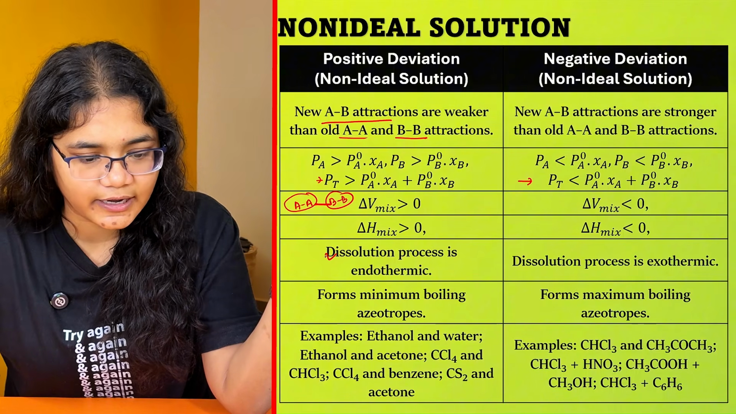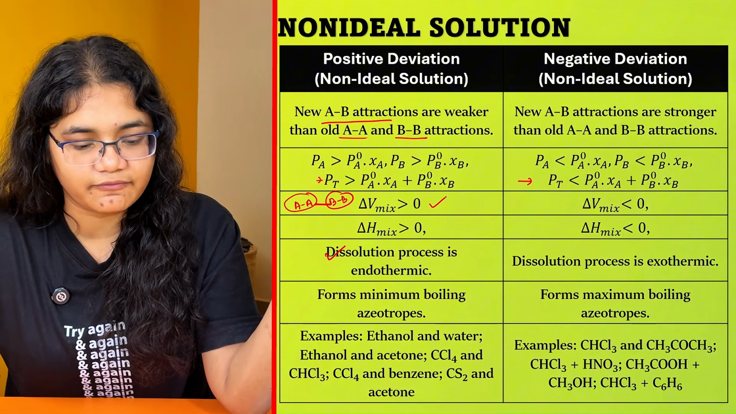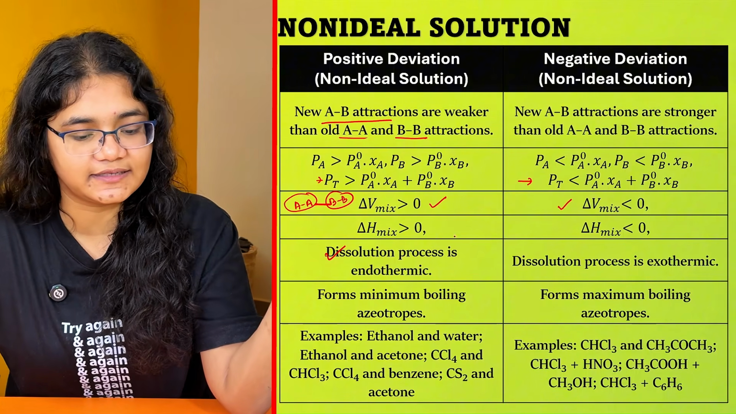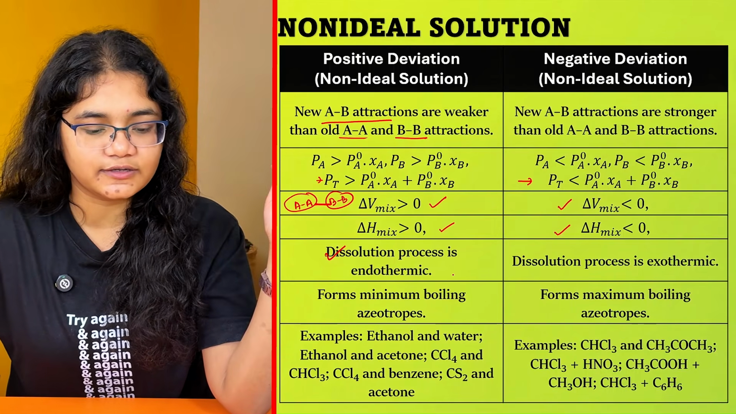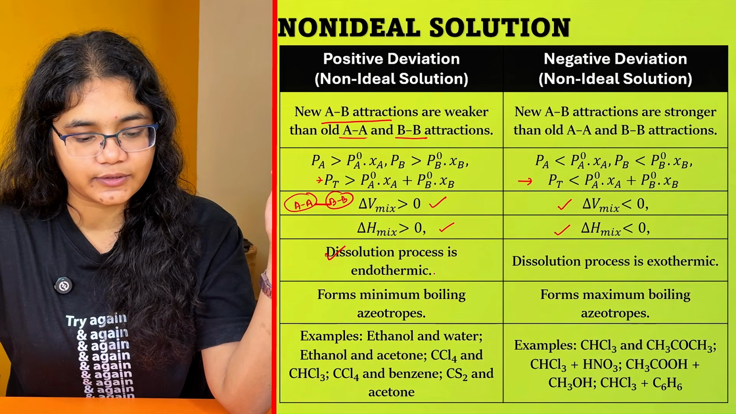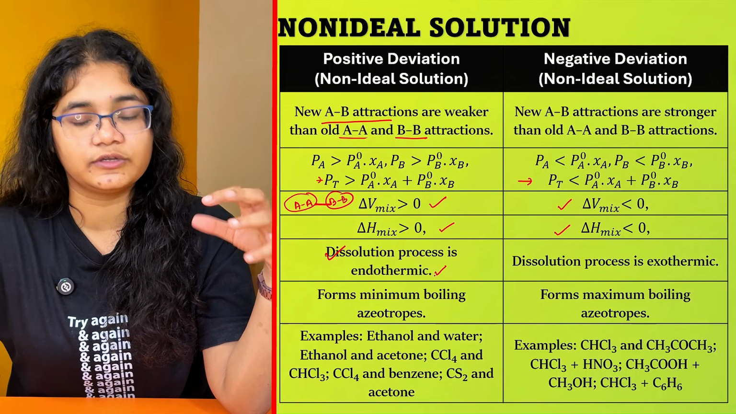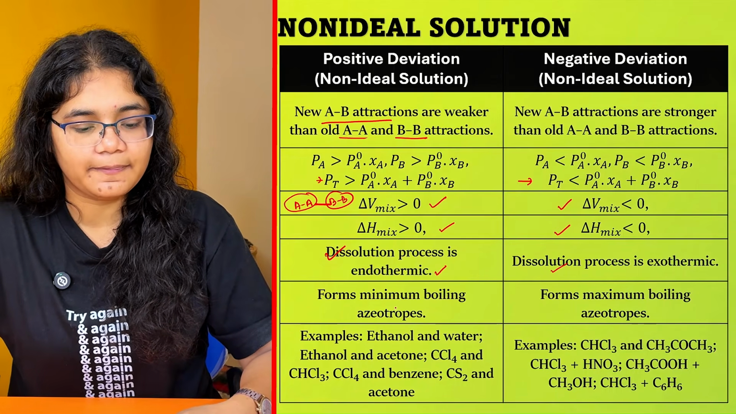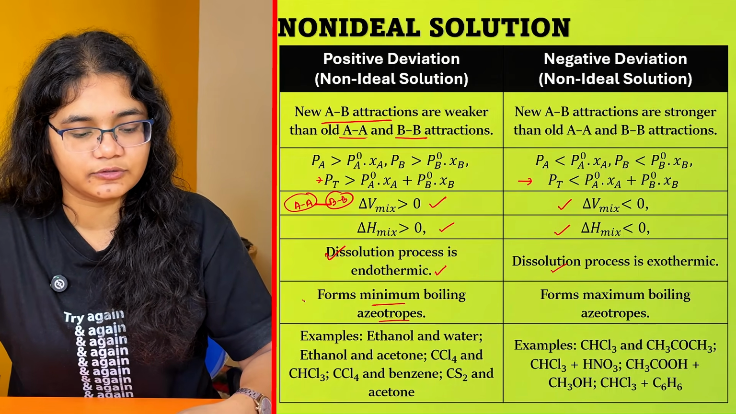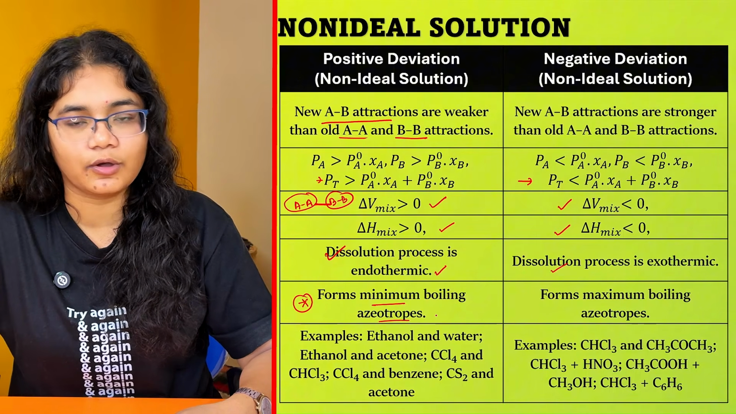You will have delta V mix greater than 0, and here V mix less than 0. Here H mix is greater than 0, here H mix is less than 0. Here the dissolution process is endothermic, as you can see the delta H value is higher, so when you mix it, heat will be required, and here heat will be released. Then this forms minimum boiling azeotropes. So this point we'll understand in a while when we talk about azeotropes.